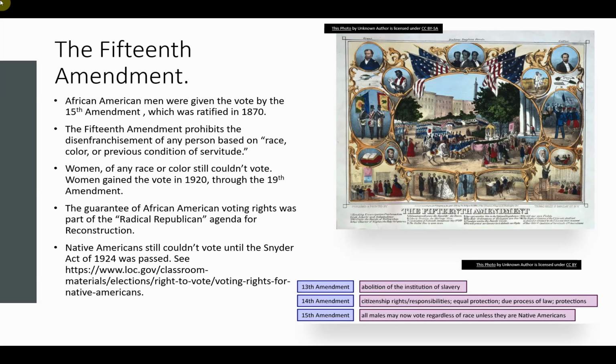So I've only heard radical Republican used as people making a joke about this. Oh, I'm a radical Republican. I've seen guys by that name online.